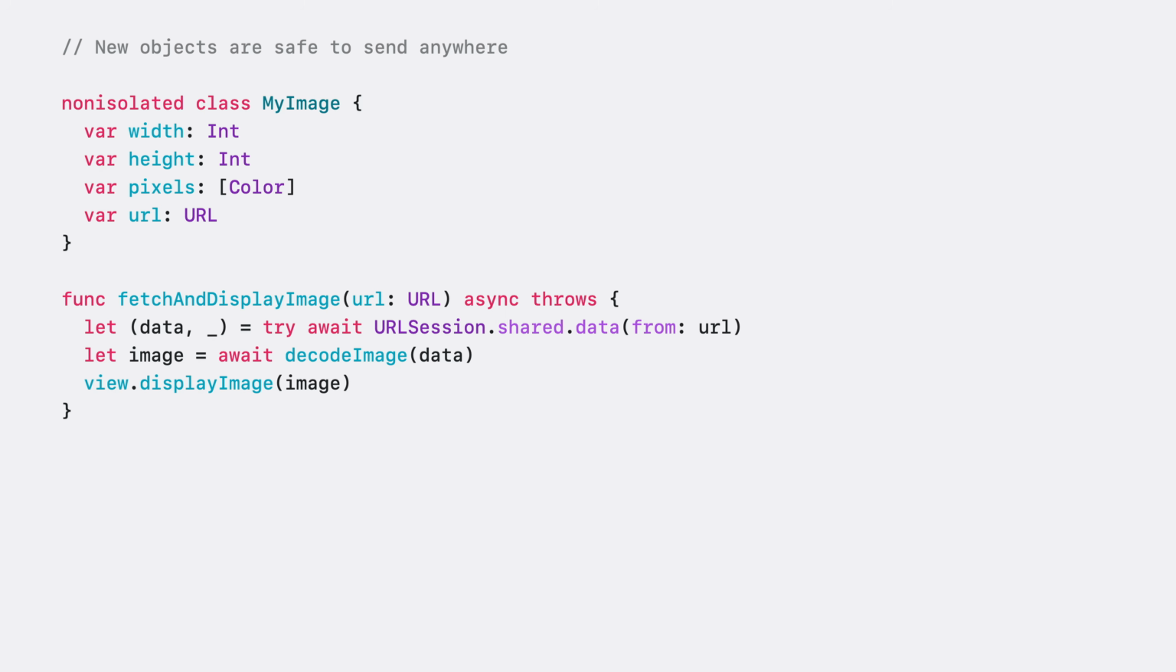Fetch and display image does not use the image value concurrently. Decode image runs in the background, so it can't access any state protected by an actor. It creates a new instance of an image from the given data. This image can't be referenced by any concurrent code, so it's safe to send over to the main actor and display it in the UI.